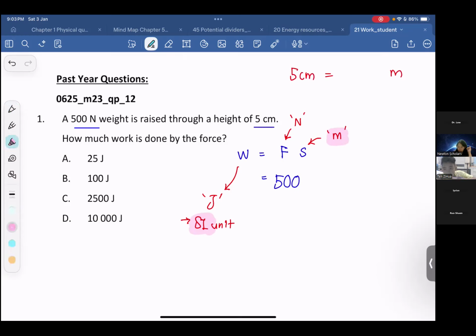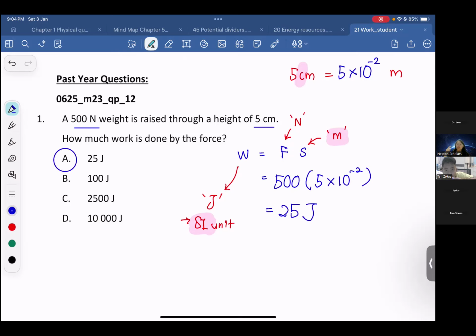5 cm converted to meter. Your prefix is here, c. C is times 10 to the power of negative 2. Or very commonly in mathematics, you know that 5 divided by 100. So here, 5 times 10 to the power of negative 2. Your answer should be 25 joule. Crystal, I think you didn't do the conversion, that's why you cannot get it. You divide by 100.